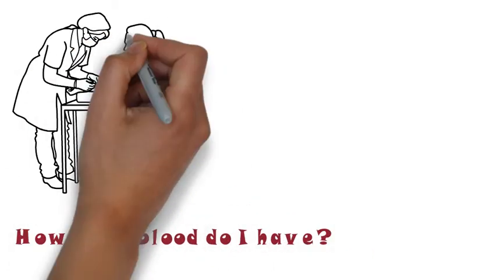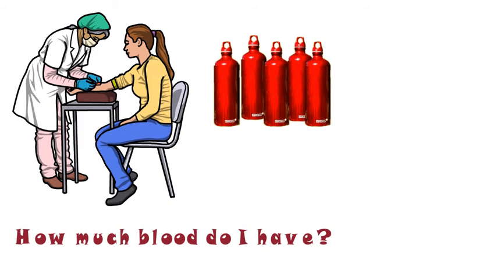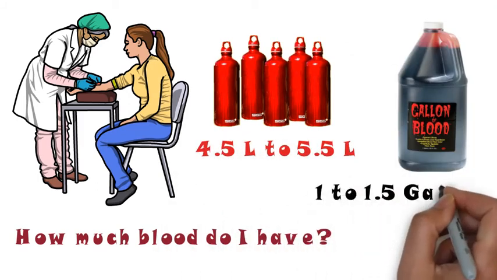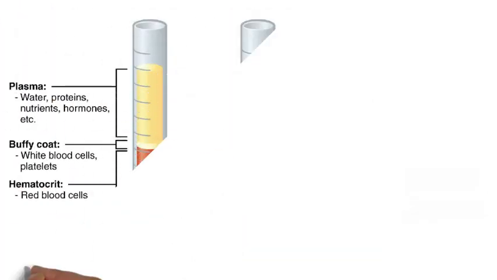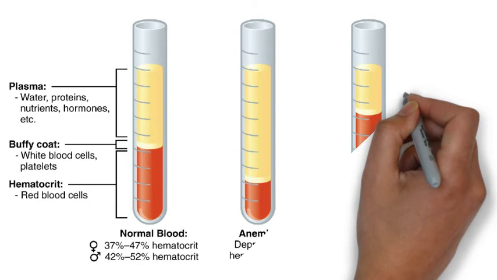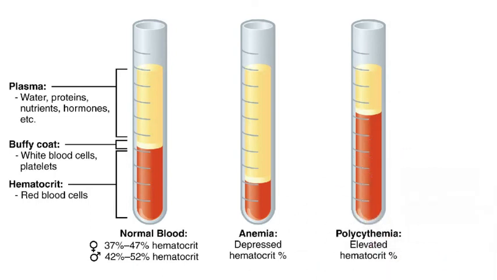So how much blood does a human have? An adult human has between 4.5 and 5.5 liters. That's about 1 to 1.5 gallons imperial. The components of blood are typically measured in hematocrit. Hematocrit is a way of determining the percentage of each of the elements of blood.